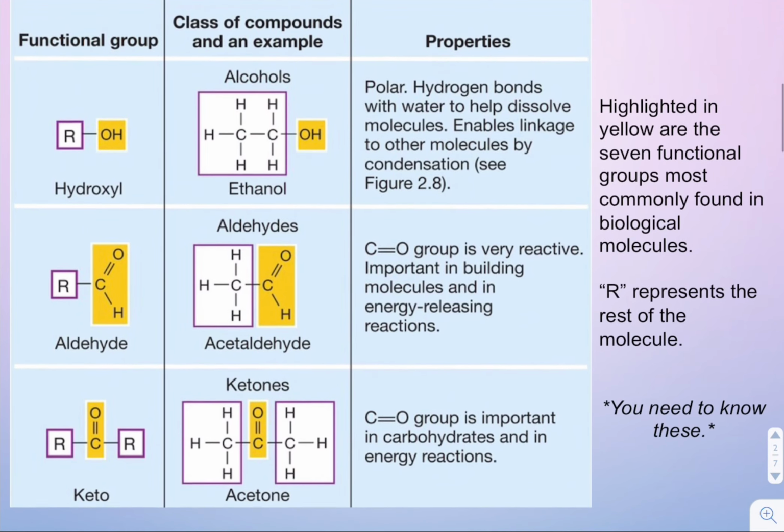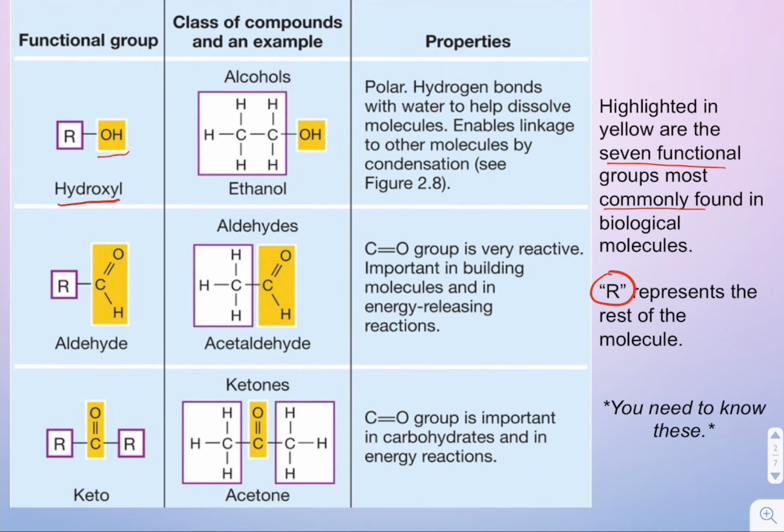So we have several different ones that we need you to know. Highlighted in yellow are the 7 functional groups most commonly found in biological molecules. The R in these structures represents the rest of the molecule, so that's just whatever that's going to be. The functional group is what is in yellow. So you need to know these functional groups, right? Just try to memorize them. We're going to have activities where we try to help you with that, but these are really important that you know them. So the first one is going to be hydroxyl.